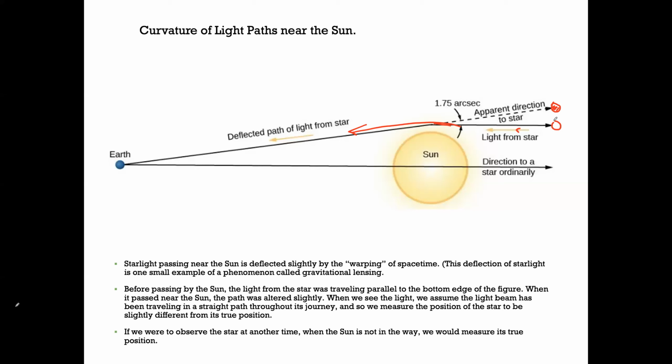So this is one of the phenomena that could happen, and actually this deflection of starlight is one small example of a phenomenon called gravitational lensing, right? Now I'm not going to talk about that, but you will see some of the effects when we talk about galaxies and galaxy clusters, and this is the starting point to talk about this effect called gravitational lensing. So you don't need to worry about that because I'm not going to explain it.